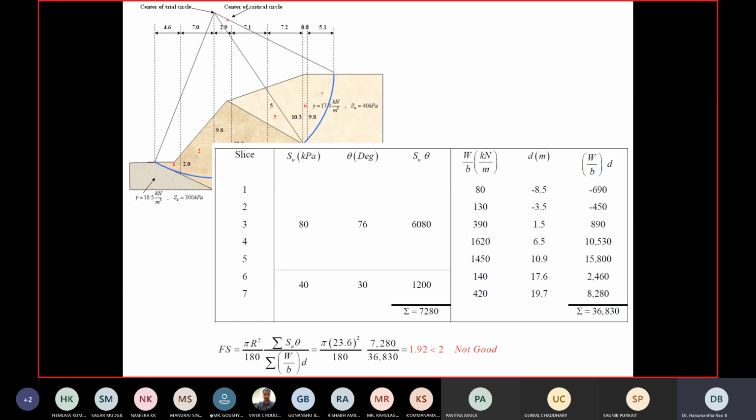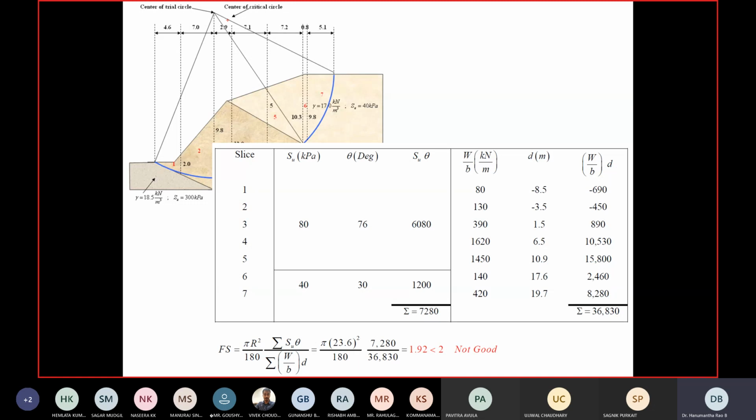So here the cohesion of one layer is 80 kilopascals, and another layer is 40 kilopascals. Theta I know corresponding to the two distinct layers of soil, 76 for layer number 1 and 30 for layer number 2. So I can calculate the total cohesion developing all along the slip circle if I multiply this with theta. So this is supposed to be R multiplied by theta. The same thing has been done during the calculation of the factor of safety.